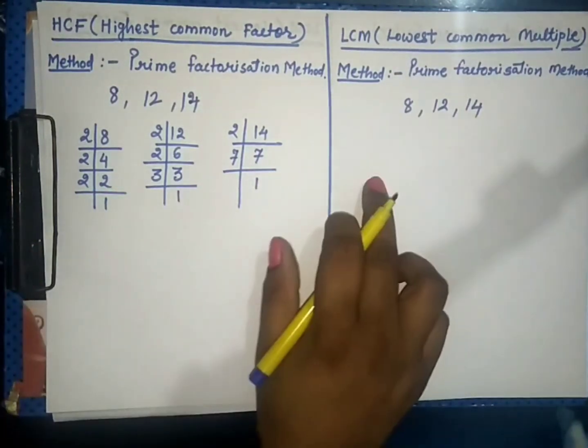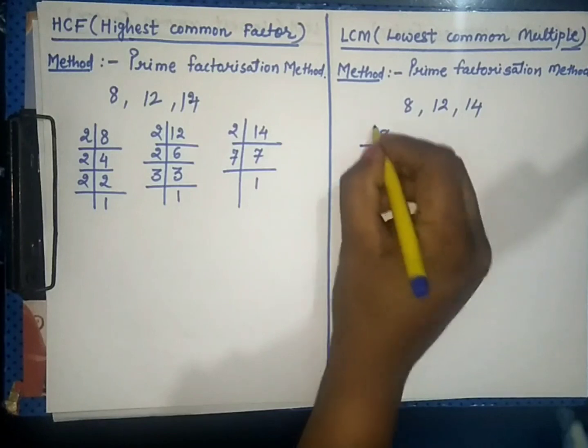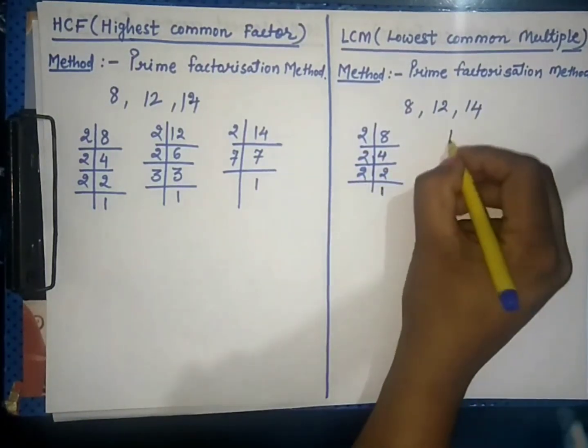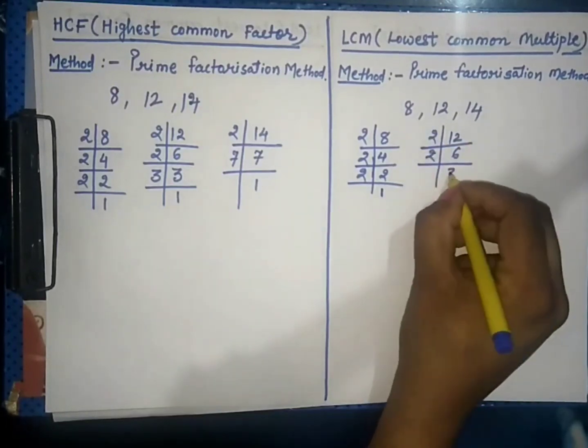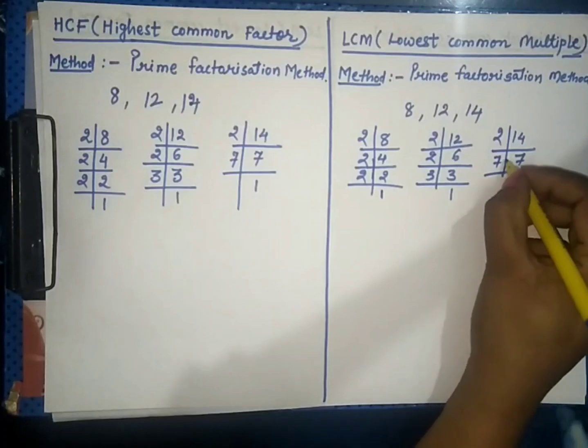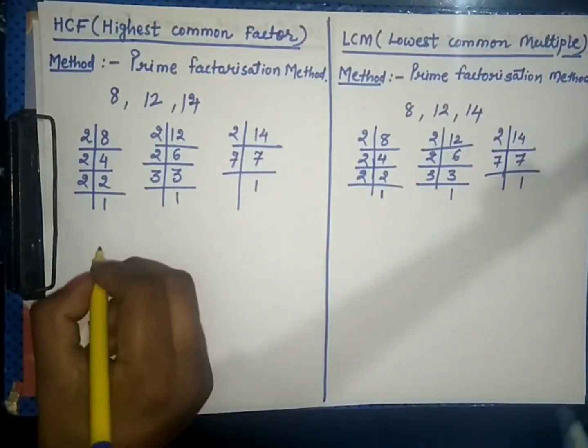For HCF, the same process we have to repeat for the LCM also. So again, here I am writing the same thing. Here we are dividing the numbers using only the smallest prime factors.